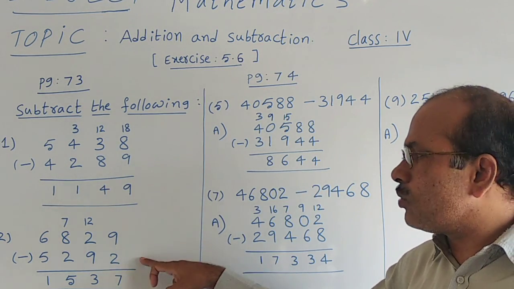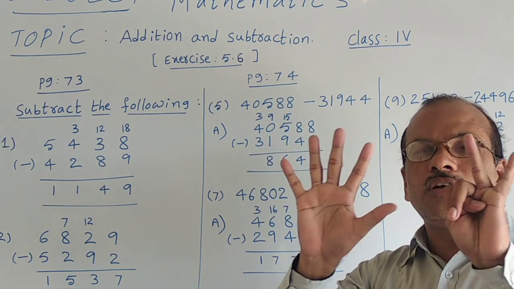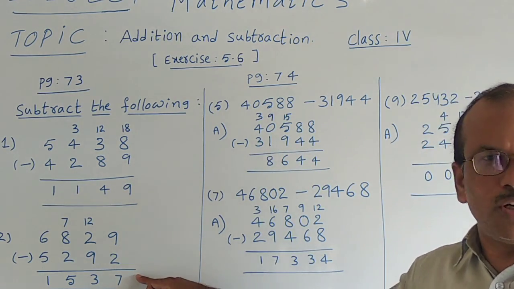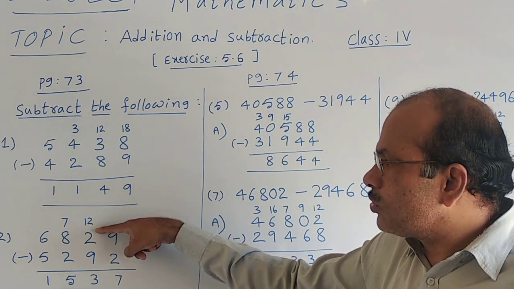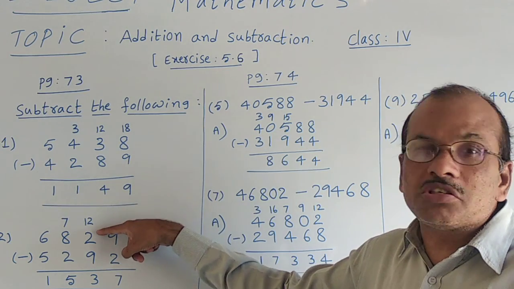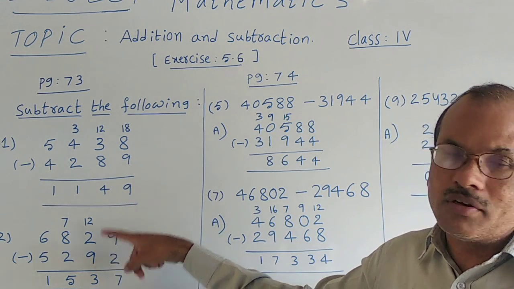So 9 minus 2: take 9 fingers, and 2 fingers have to be closed. Then how many are there? 7. 7 will be the answer. Correct, no? Then here 2 minus 9 is not possible, because 2 is a smaller value and 9 is a bigger value. We cannot subtract 9 from 2.